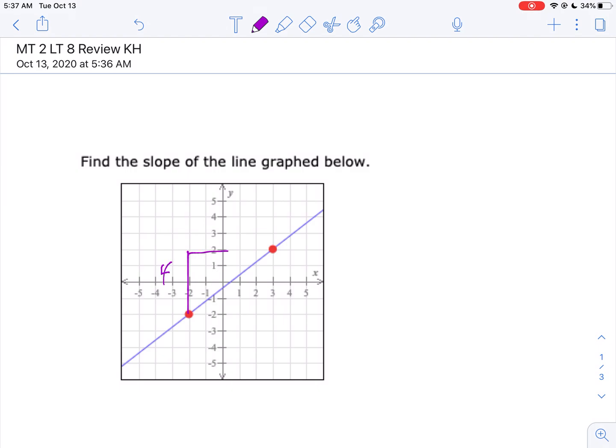And then it goes over 1, 2, 3, 4, 5. So the slope is going to be 4/5. You had 1.